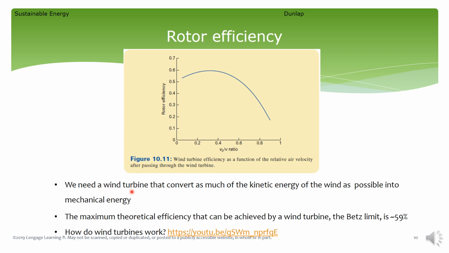We need a wind turbine that converts as much kinetic energy as possible into mechanical energy, but there is a theoretical limit. The maximum theoretical efficiency that can be achieved by a wind turbine is the Betz limit, and its limit is 59%.